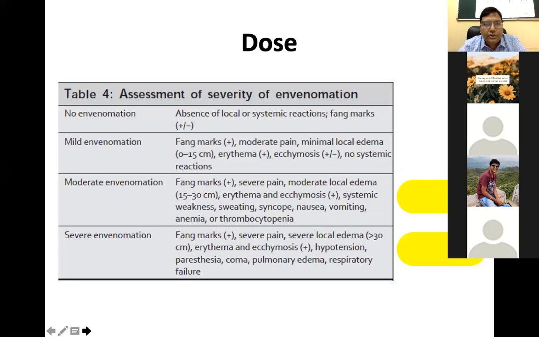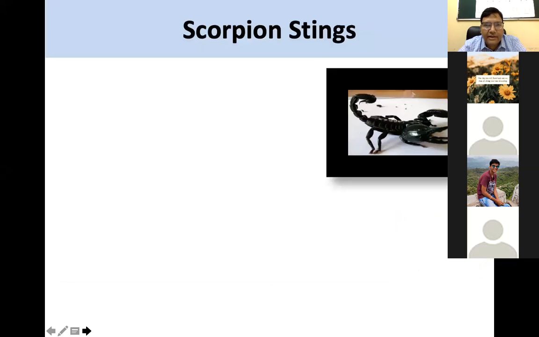Coming to the dosing of this anti-venom, first we grade the severity of envenomation. It is graded into no envenomation, mild, moderate, and severe. The dose is dependent on this grading. For the mild one, we use 5 vials, that means 50 ml of the anti-snake venom. For the moderate one, we use 5 to 10 vials, that is 50 to 100 ml. And for severe envenomation, we use 10 to 20 vials, that is 100 to 200 ml of the anti-snake venom.